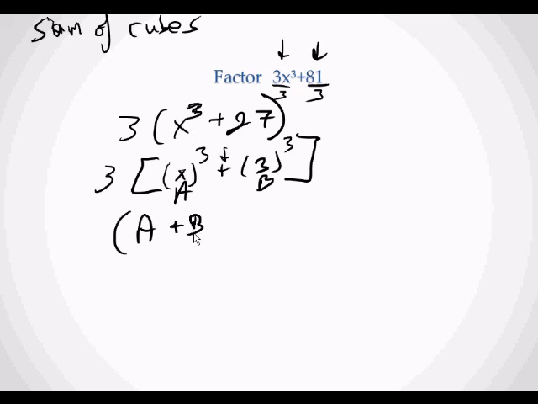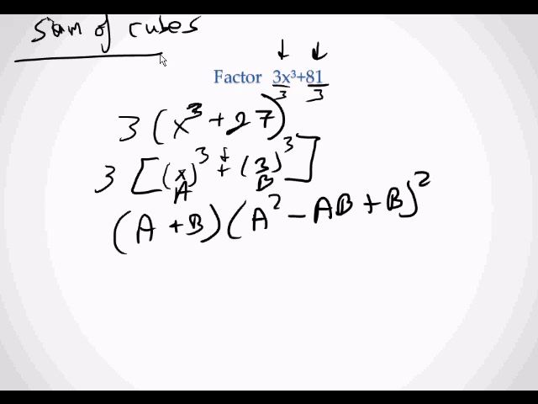To factor this, the formula tells you, and I don't know if they're using A's or B's, I'm going to put an A and a B here. Put an A plus B here. Then we take A squared minus A times B plus B squared. This is the formula they give you when you look up sum of cubes.